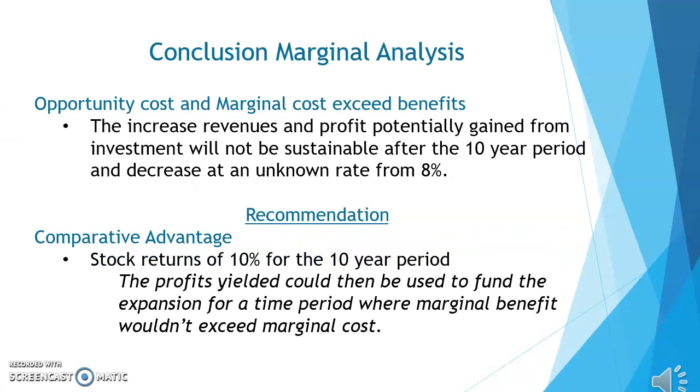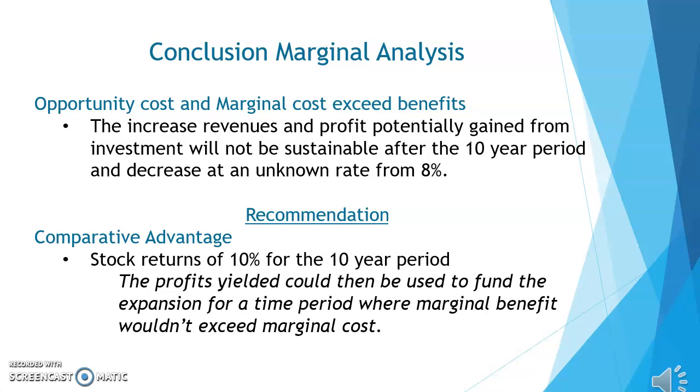So, in conclusion, when we look at the three factors of a marginal analysis, we talked about the marginal benefit and we talked about the marginal cost. The opportunity cost and marginal costs exceed the benefits. This is why my recommendation is that the pipeline expansion project is not beneficial according to the marginal analysis. The increased revenues and profit potentially gained from the investment will not be sustainable.